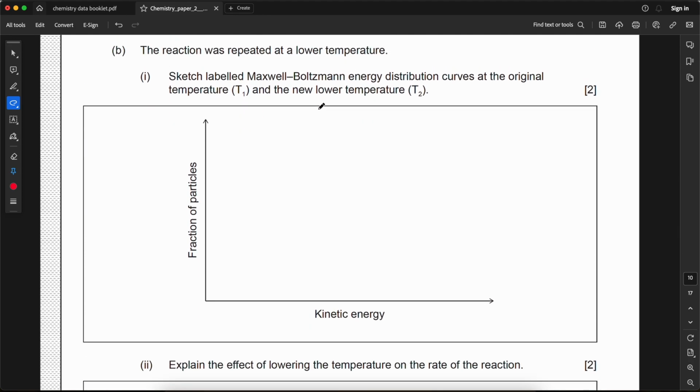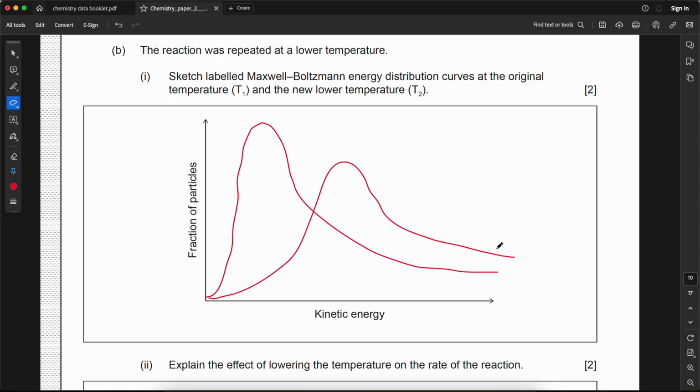The reaction was repeated at a lower temperature. Sketch and label Maxwell-Boltzmann energy distribution curves at the original temperature T1 and the new lower temperature T2. Okay, so Maxwell-Boltzmann, always the first one will be like this, and the second one is a bit lower.